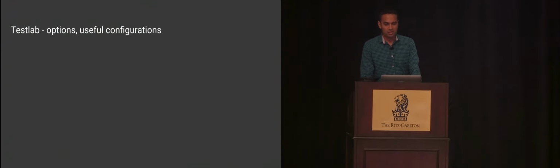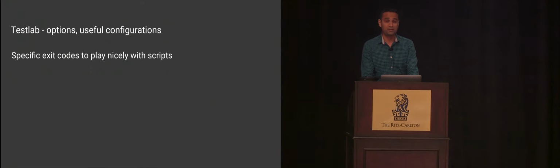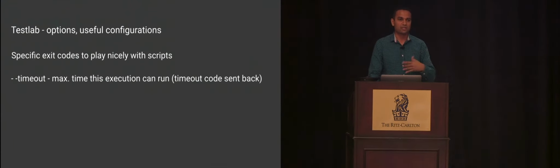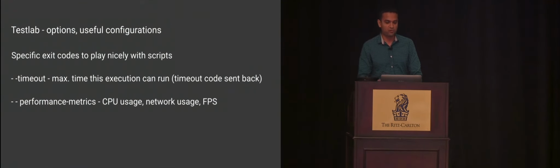Some technical aspects about Test Lab that you might find useful: Test Lab provides some good exit codes that can play well with your scripts. So say you have a UI test that you anticipate takes a long time, but then you want it to time out. You can specify this timeout and say, if it runs for more than a minute, just time it out. You will not get a failed report, you'll get a timeout code back, so you know exactly what's happening there. So that's one cool, neat thing about Firebase Test Lab. Of course, performance metrics are enabled by default. You may want to disable them if you don't want them.